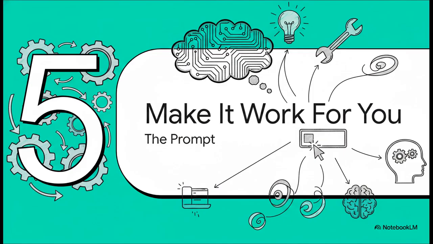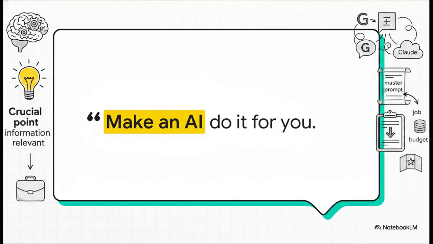Finally, Section 5, make it work for you, the prompt. So the big question is, how do you actually make all of this relevant to your specific life? Look, you don't need to memorize any of these launches. Make an AI do it for you. You can literally copy a master prompt. Just tell your AI of choice, turn the Google Keynote into a customized one-page action plan built around my job title, my budget, and my country. Just paste that into Gemini, ChatGPT, Claude, whatever you use, and watch it go to work.